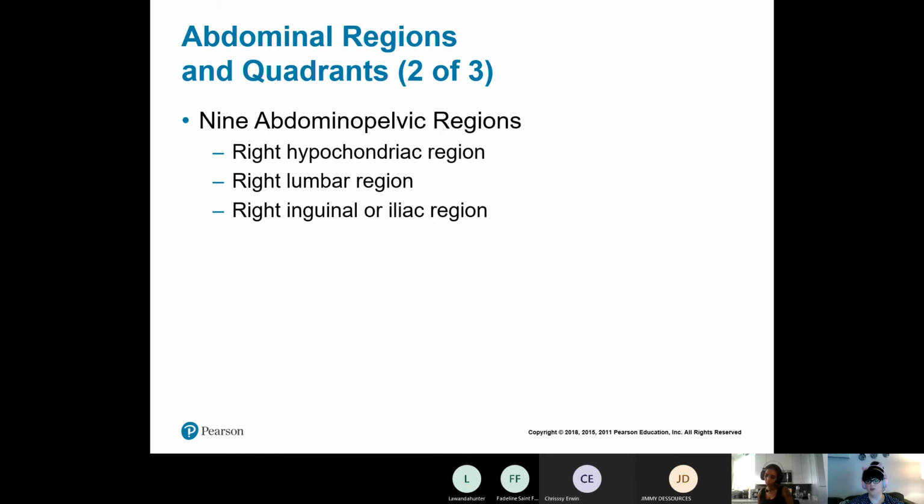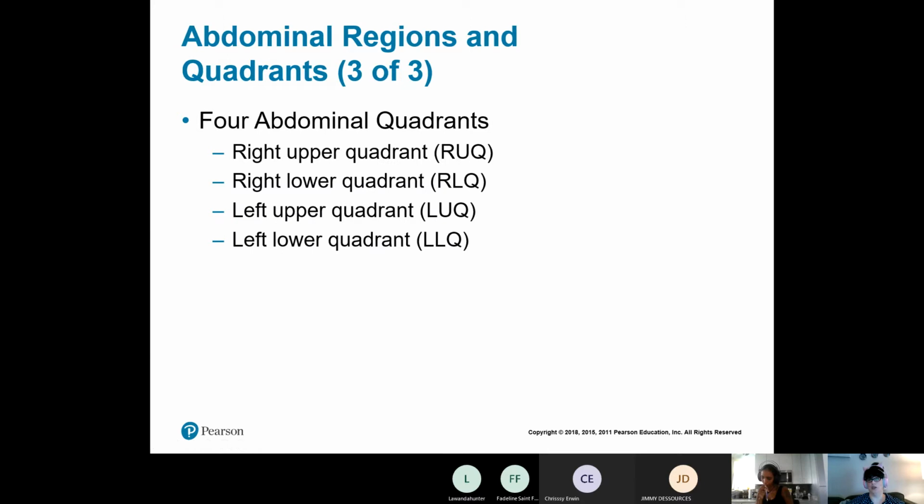Now, I don't have those on the diagram because these terms are not as commonly used. This is what we use, okay? This is what we're going to become familiar with. What we need to know is your right upper quadrant, right lower quadrant, left upper quadrant, and left lower quadrant. I want you to have this down by Monday, and I want you to be able to tell me an organ in each one of these quadrants. Okay? And that's not too hard.